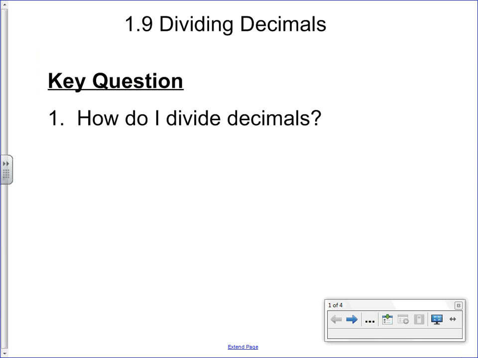In this lesson, we will be discussing the topic dividing decimals. By the end of this lesson, you will be able to answer the question, how do I divide decimals?